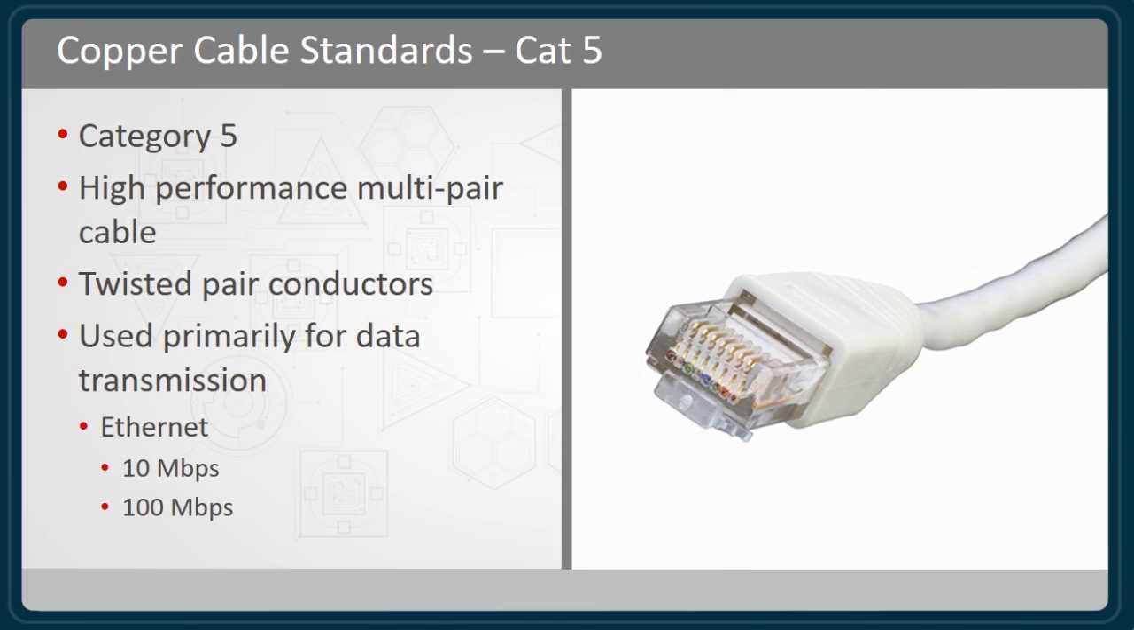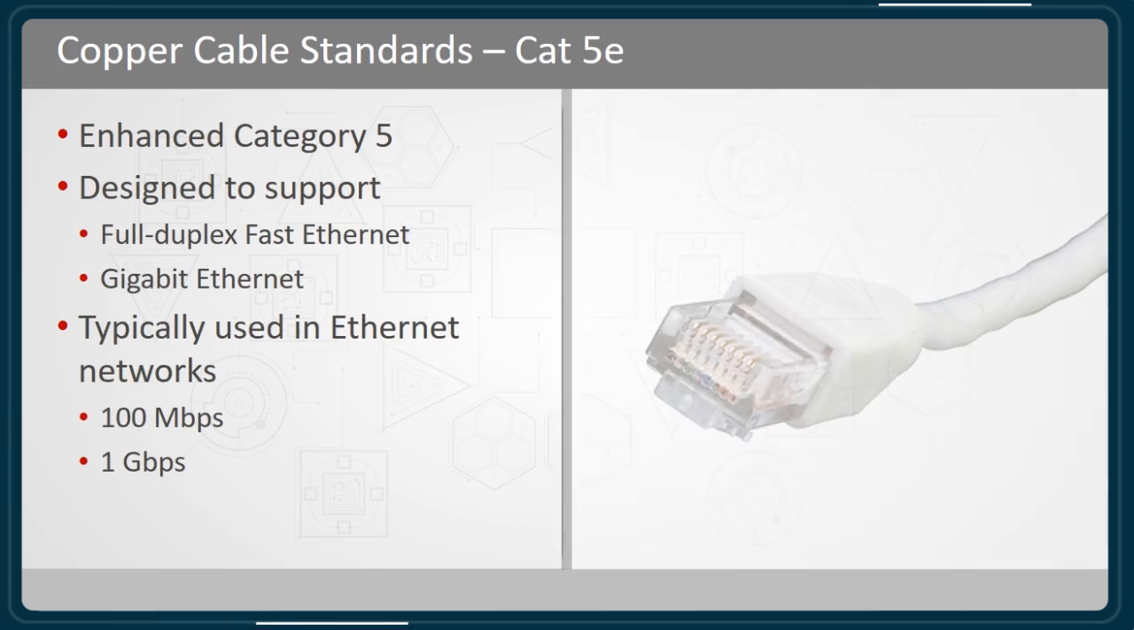Now, Category 5 is a high-performance multi-pair cable, still using twisted pair conductors, that is used primarily for data transmission and originally offered speeds in Ethernet of up to 10 megabits per second and then ultimately got to 100. So this is where we started to see what we used to refer to as fast Ethernet, really separating itself from the original Ethernet and also from token ring, which never got faster than 16 megabits per second. So certainly the higher data rates that we expected to see in more modern networks.